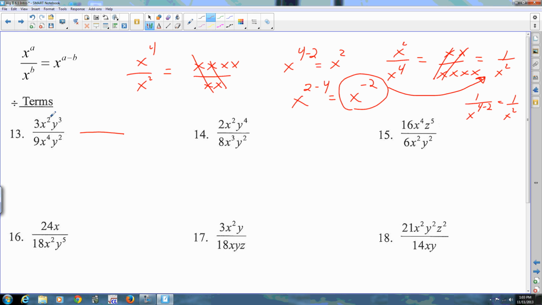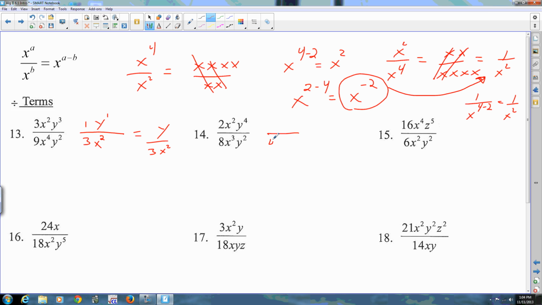3 over 9. You guys don't need to know anything about exponents to reduce that. That would be 1 over 3. Here, there's more x's on the bottom, so do the subtraction on the bottom. 4 minus 2 is 2. There's more on the top, do the subtraction on top. 3 minus 2 is 1, and that's its exponent. Now, do you need an exponent of 1? No, I'm just doing it to illustrate the point. Okay.